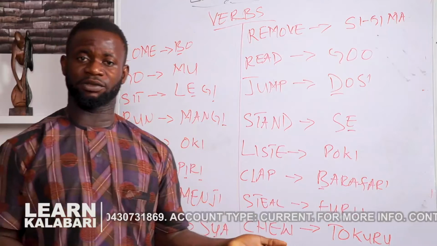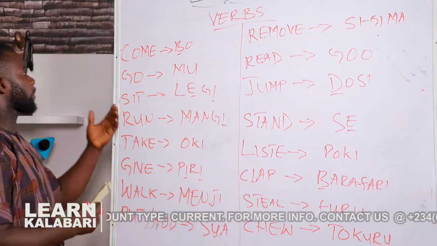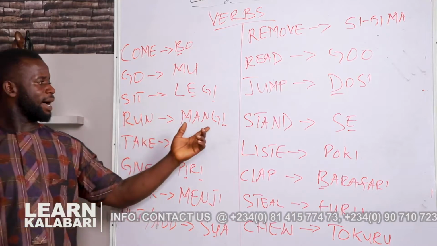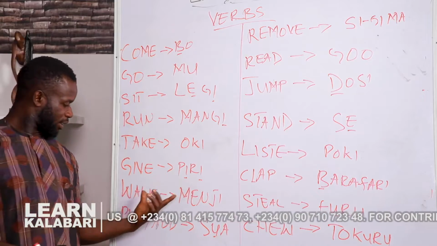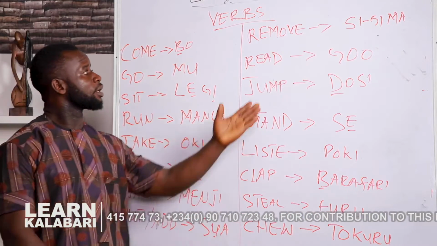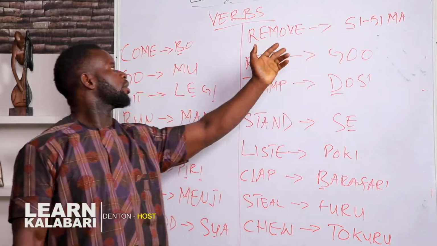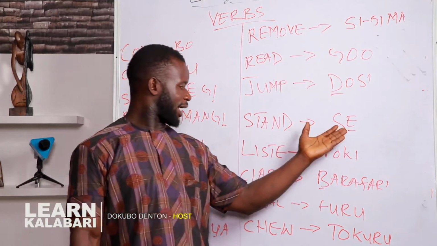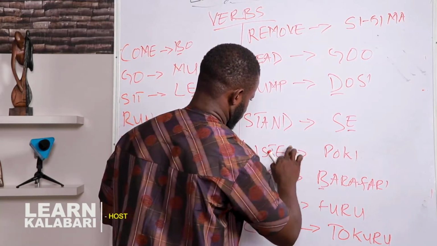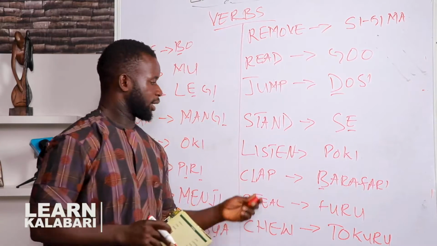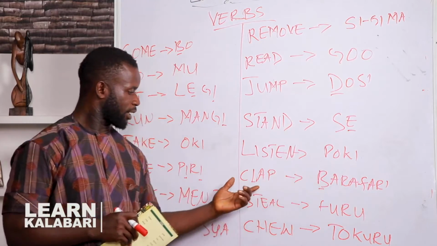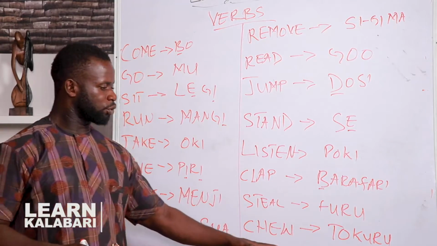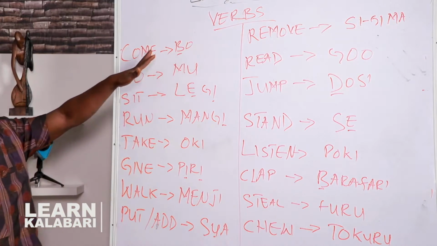Those words they say to you and you take action. Those words they say to you and you do something. We have come, bo, go, move, sit, lege, run, mange, take, okay, give, pere, walk, menje, put or add, swa, remove, sigima, read, go, jump, dosi, stand, say, listen, poki, clap, bara, fare, steal, furu, shoe, tokuru.